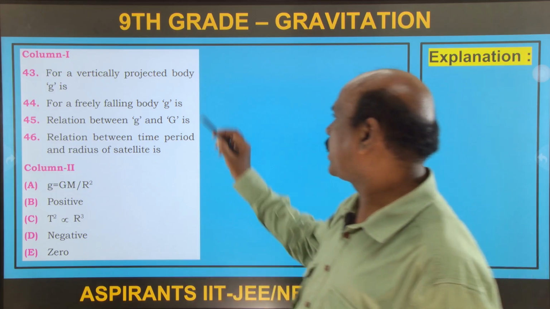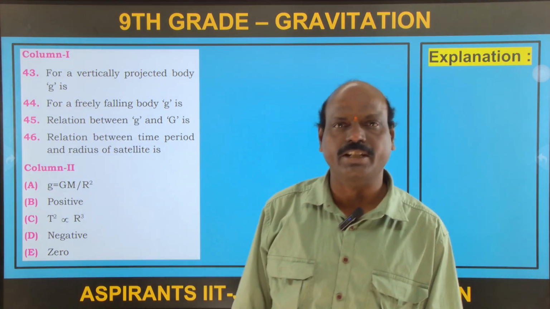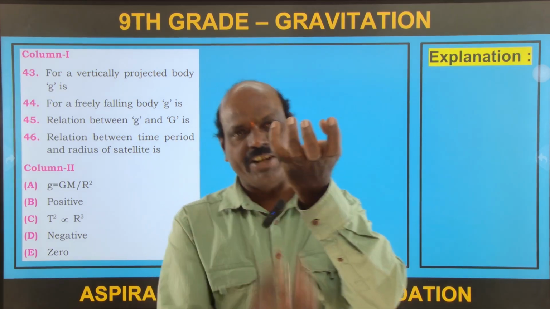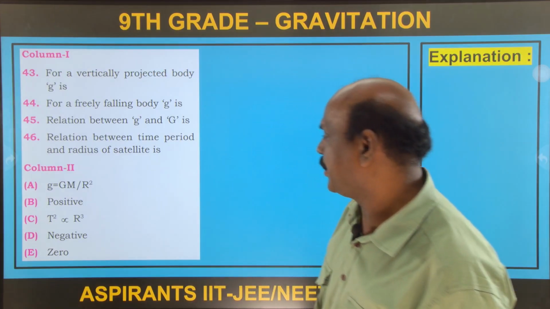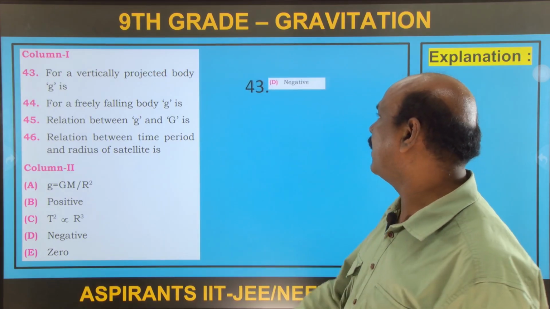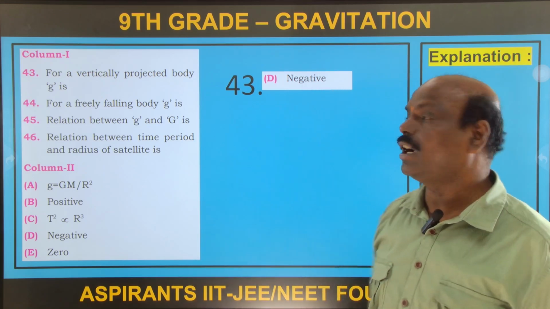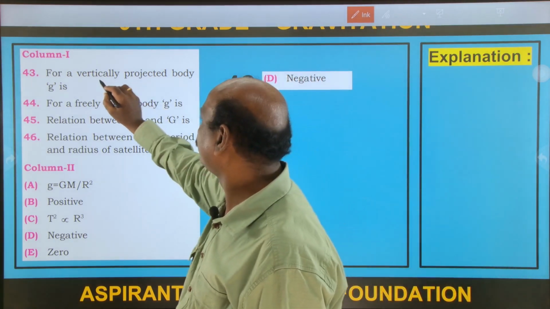For a vertically projected body, if you are projecting a body vertically up, we know that it is moving against the gravitational force. Hence, generally we take the g value as negative. So for 43, negative is the answer. So what is the option? D.